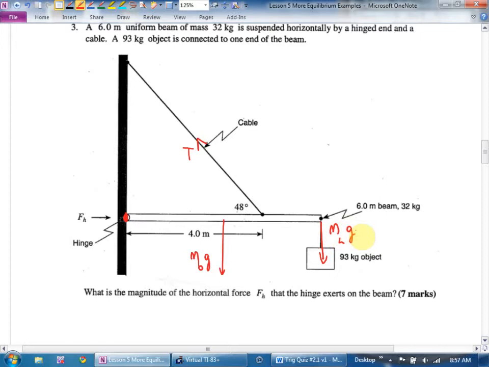That can't be it. Why can't that be it? Which way is tension pulling? What two directions? Up, I'm okay with, because up could possibly cancel out those guys. But what, Megan? Also to the... Okay, it's pulling to the left. There has to be a force to the right there, and I've usually called that Fx for horizontal.